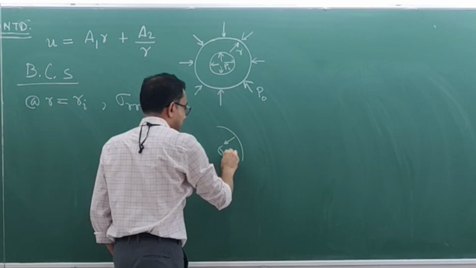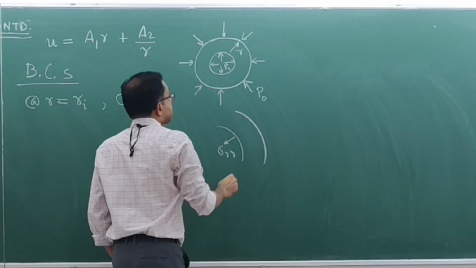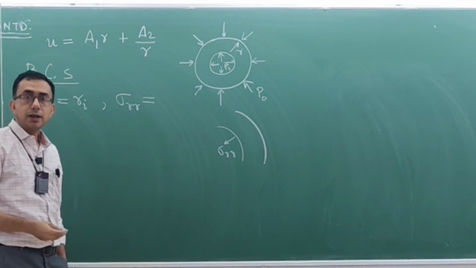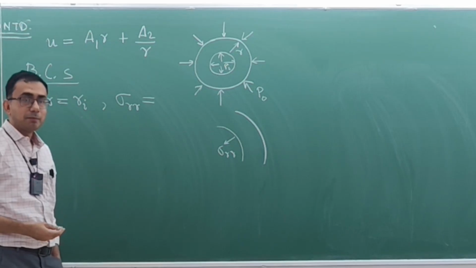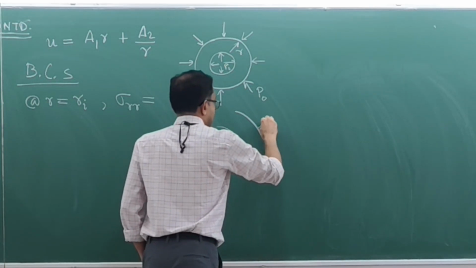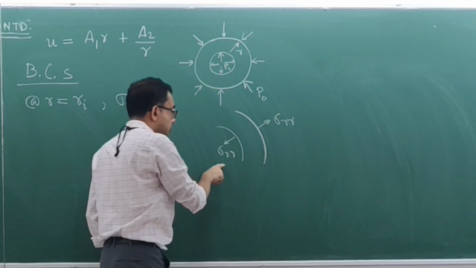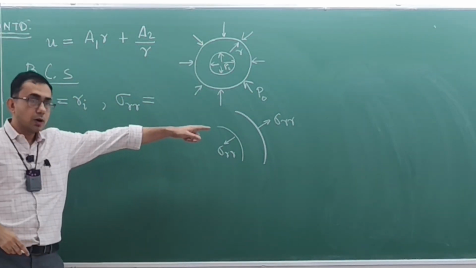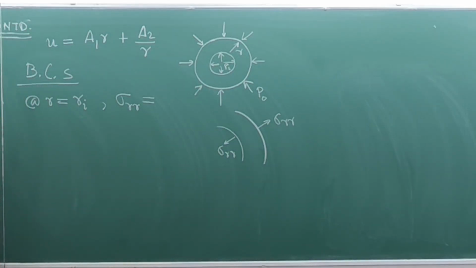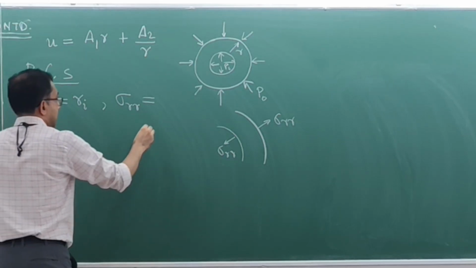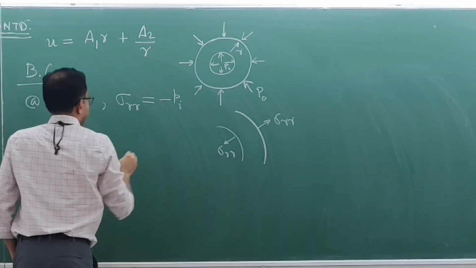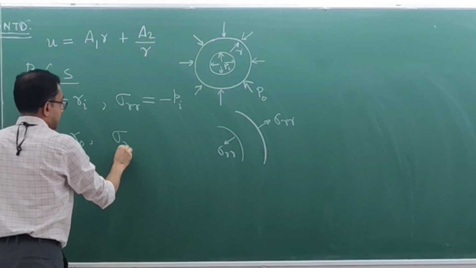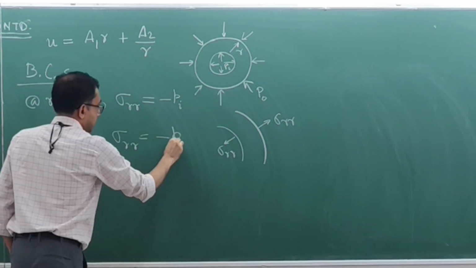Okay, this is sigma RR, and on this outer wall, on the outer periphery, is sigma RR pointing into the wall or out of the wall? Again out. Okay, this is sigma RR. So here you note that sigma RR is equal to minus Pi, and on the outside wall also sigma RR is equal to minus Po. So sigma RR here is minus Pi, and at r is equal to ro, sigma RR is equal to minus Po.